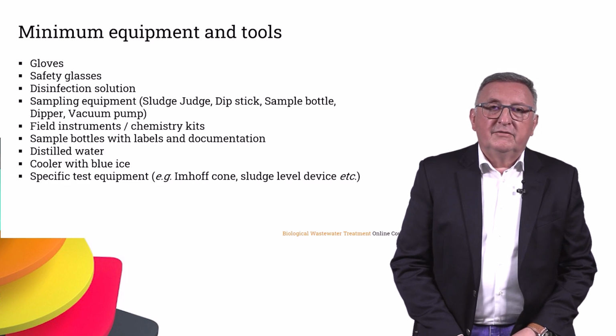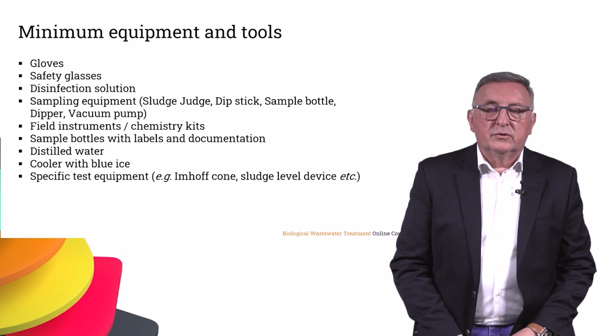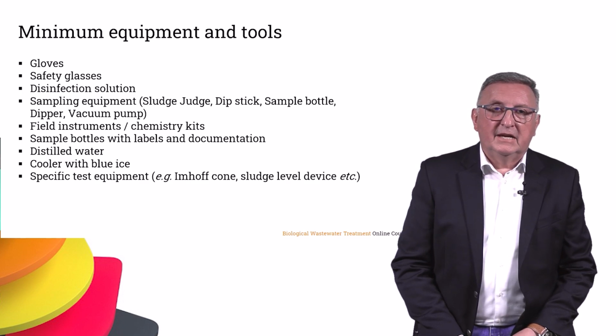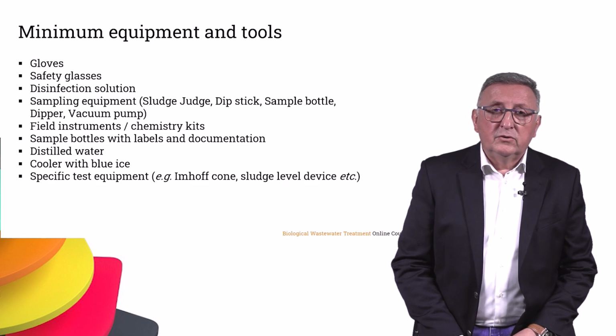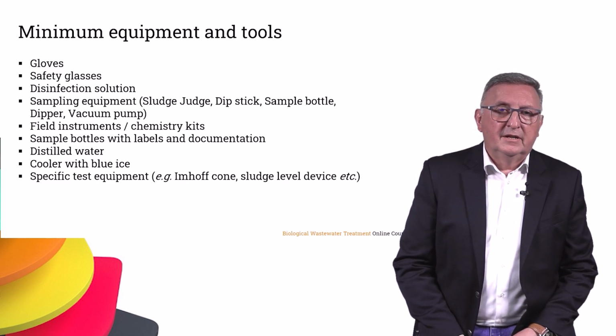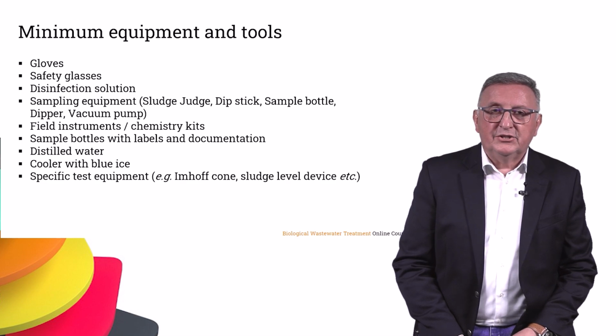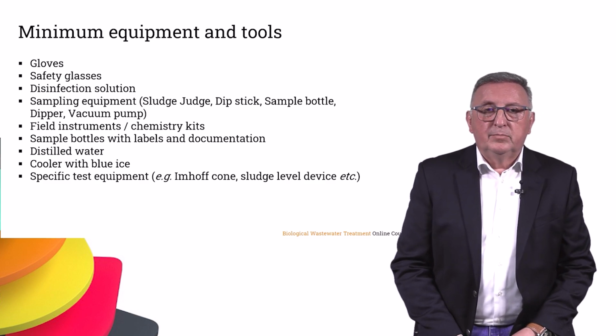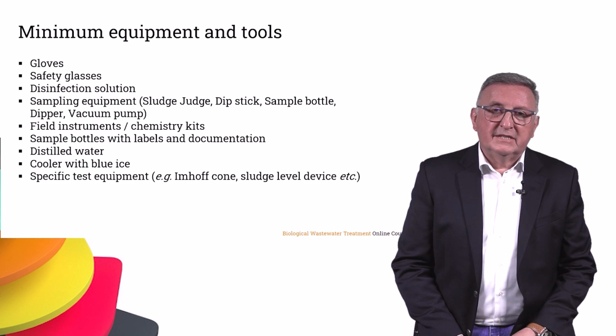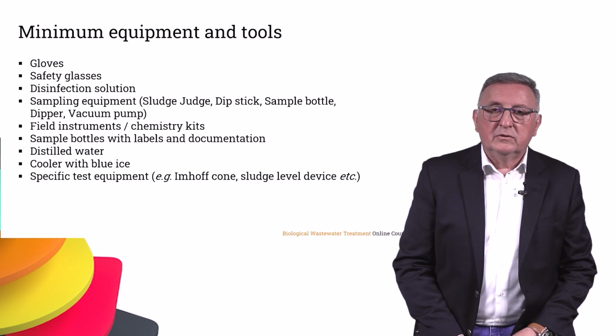You also need to define minimum equipment and tools concerning gloves, safety glasses, disinfection solution, sampling equipment that you will use like sludge judge, dipstick, sample bottle, dipper, vacuum pump, etc., field instruments, chemistry kits, sample bottles with labels and documentation, distilled water, cooler with blue ice, and specific test equipment, for example, Imhoff cone, sludge level device, etc.